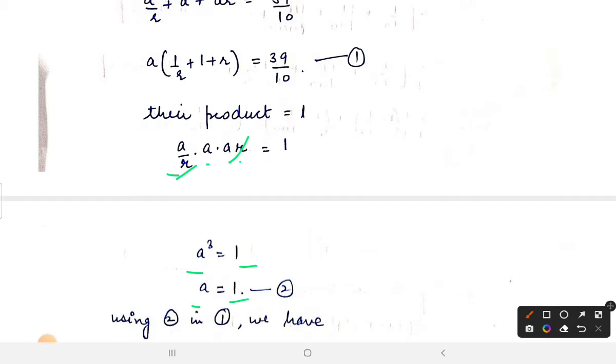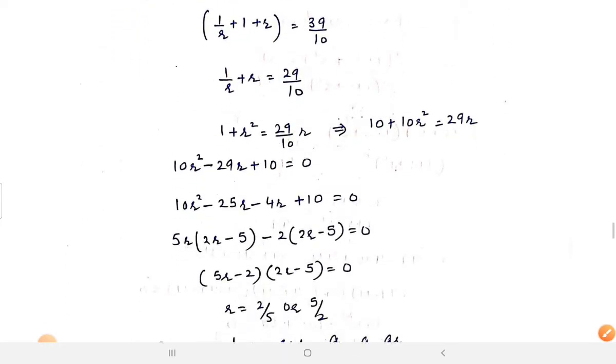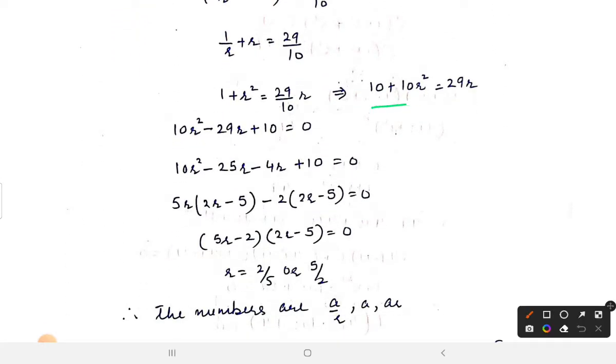So put 1 here, we will get an equation in r. So it is 1 by r plus 1 plus r is equal to 39 by 10. Take 1 here, so it is 29 upon 10. So we have 1 upon r plus r is equal to 29 upon 10. So after solving it, we cross multiply: 10 plus 10r square is equal to 29r. So we have 10r square minus 29r plus 10 is equal to 0.